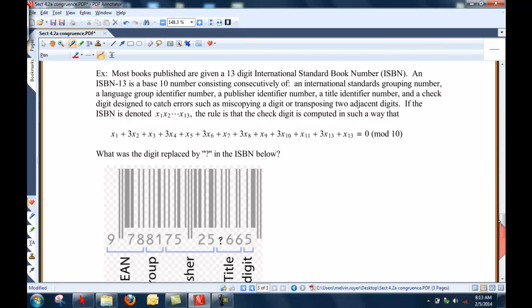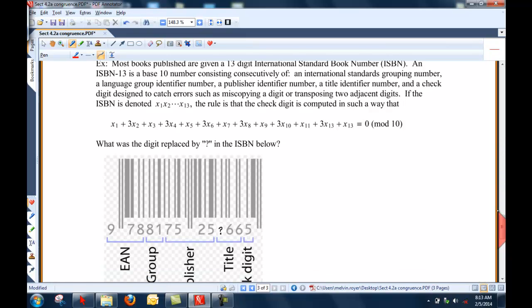It's a 13-digit base 10 number, and the digits are arranged in information blocks. The first block is an international standards grouping number, which for the most part now is 978. Most of them you see on books now do start with 978. Later on, as more books are published and the agency in charge of ISBN decides to make more use of that grouping, then the first 3 digits will start to have more variety. Next comes a language grouping. So is the book published in English, French, Spanish, or so on?